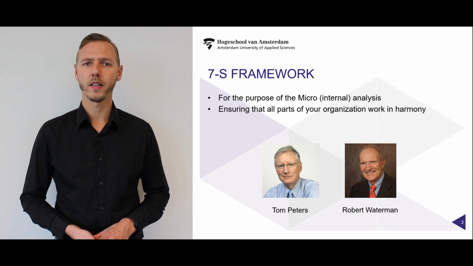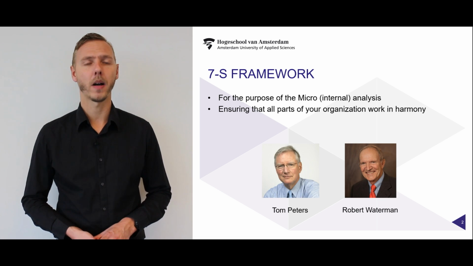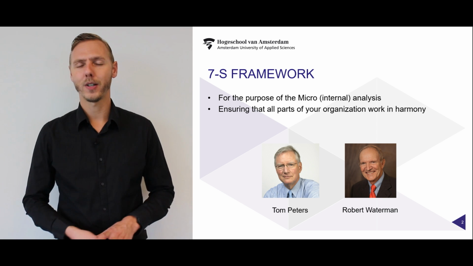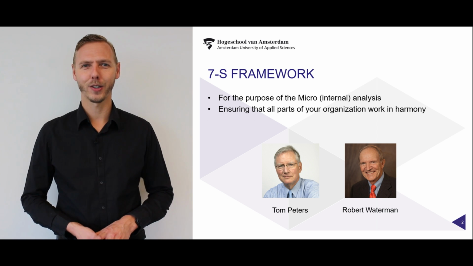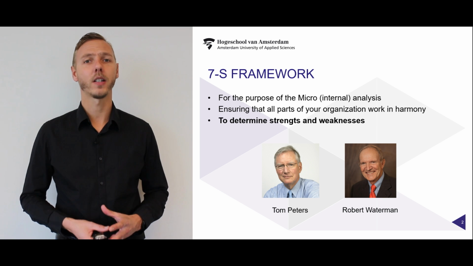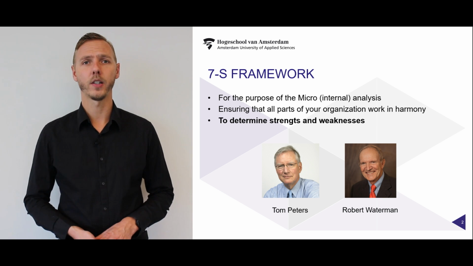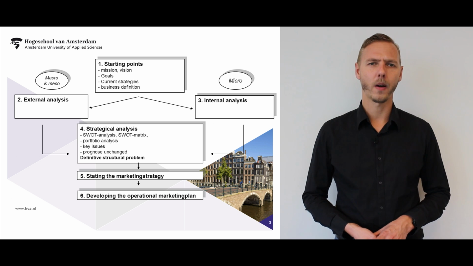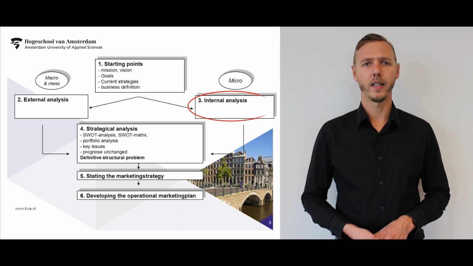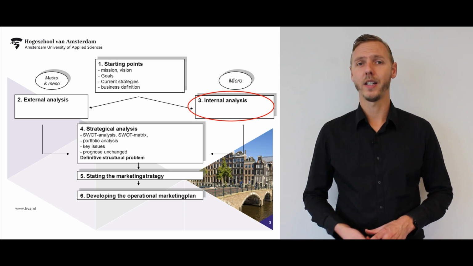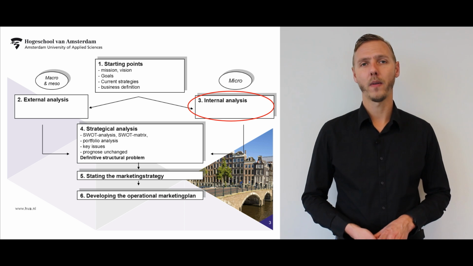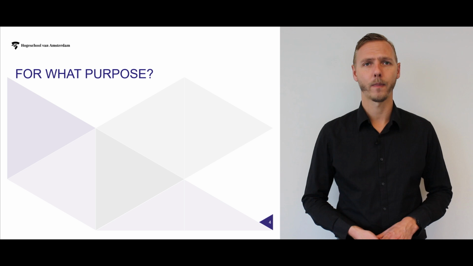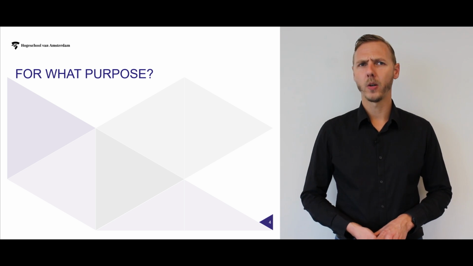It was invented in the 1980s by Tom Peters and Robert Waterman, and obviously of the McKinsey consultancy group. So it determines the strengths and the weaknesses of your organization. So if we see the different steps that we have in our business plan, it's being used in this micro-analysis, in the internal analysis, and there we find the strengths and the weaknesses which eventually go to your SWOT analysis.